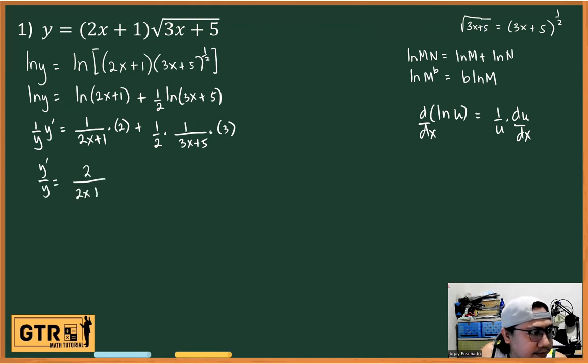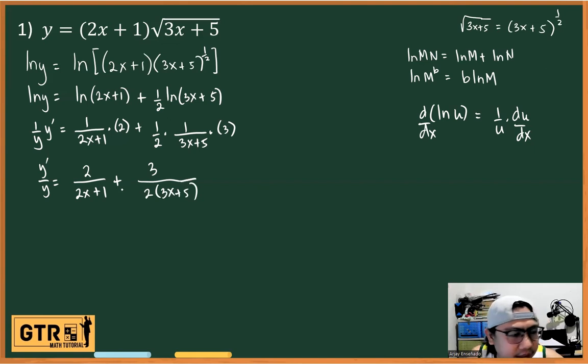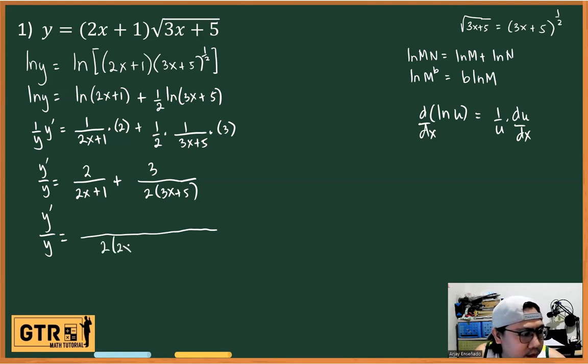over 2x plus 1 plus, so simplify this. So we have 3 over 2 times 3x plus 5. Okay, simplify this. So we can get the LCD. The LCD of this is, so we have y prime over y equals, so get the LCD. The LCD is all the denominators, just multiply 2 times 2x plus 1 times 3x plus 5. So now divide the LCD 2 times 2x plus 1 times 3x plus 5 to 2x plus 1.